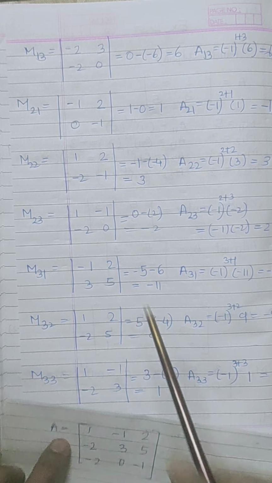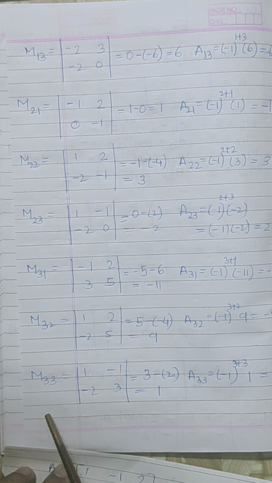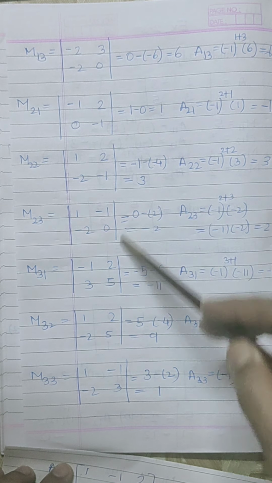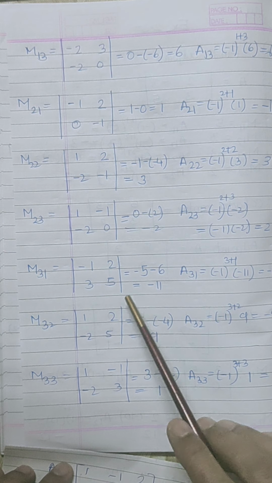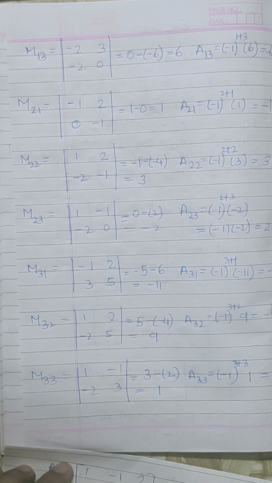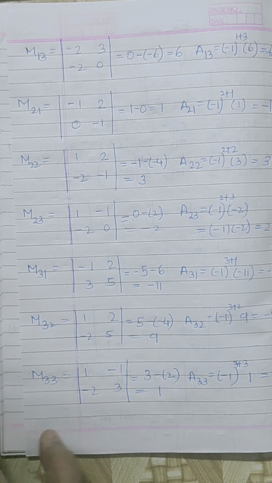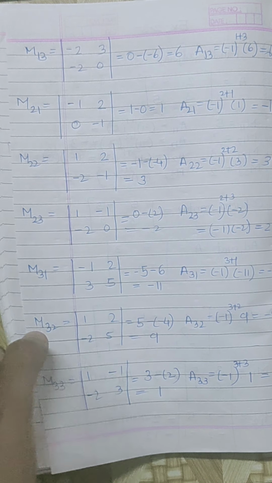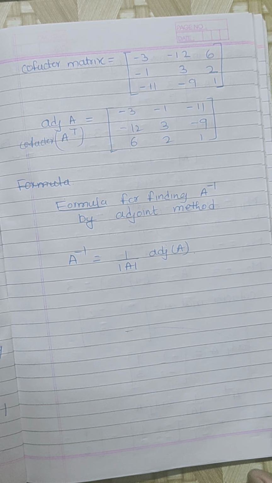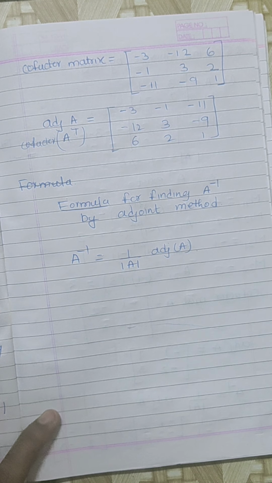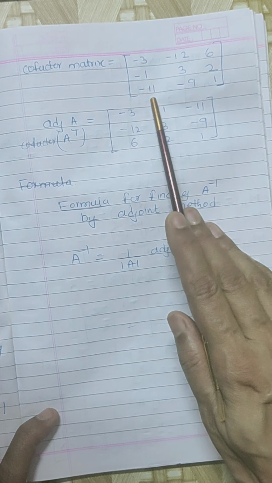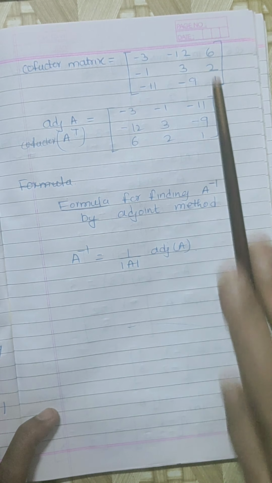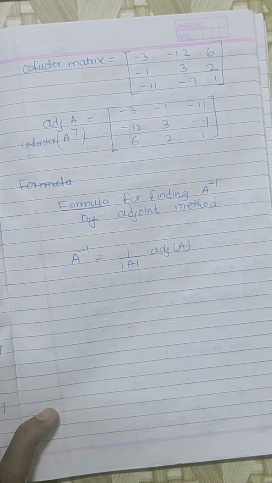M31, same, M32, M33, same. In that way you have to find the values of the determinants and find the values of the cofactors. Now we will write its cofactor matrix. So the cofactor matrix is equal to 3, minus 12, 6; minus 1, 3, 2; minus 11, minus 9, 1. Now we will find its adjoint.